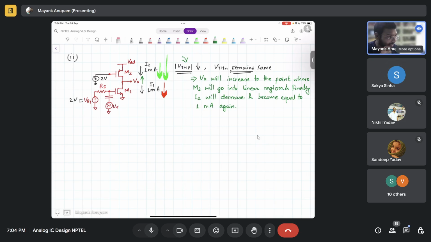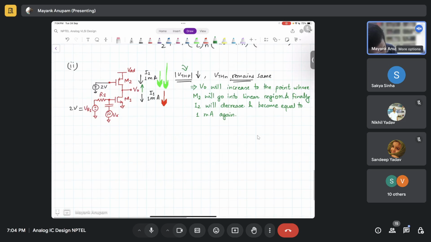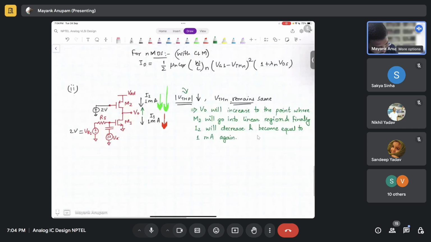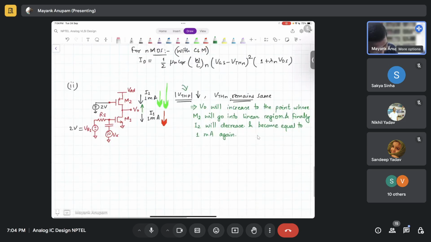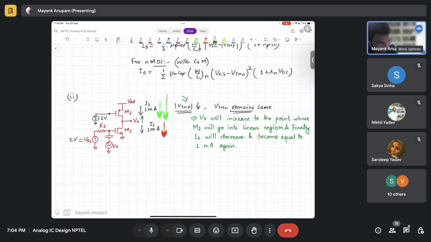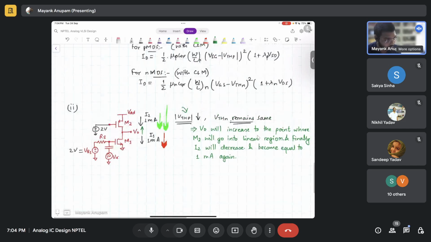This is when there is no channel length modulation. Here I am assuming that channel length modulation is not present. But if there is channel length modulation, it may not go into the linear region, it may only increase slightly, and things might still be in saturation. So if you solve some questions on that, you will be able to understand. If you assume the same question with some channel length modulation, lambda and lambda p, you will be able to understand it. So I would encourage you to try it at home.